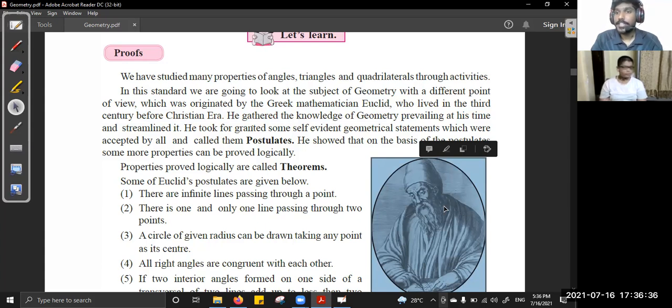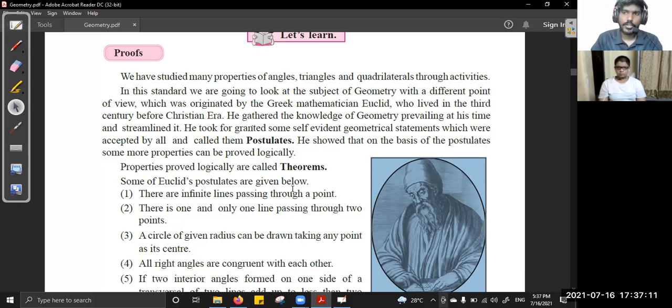If you know the simple long division method that you do, the actual name of that division is the Euclidean algorithm, which was found by Euclid. The proper long division that you do, dividend is equal to quotient into divisor plus remainder, when we do it by division, that is called the Euclidean algorithm. So that also was given by Euclid. He has given a lot of contribution in the field of mathematics.